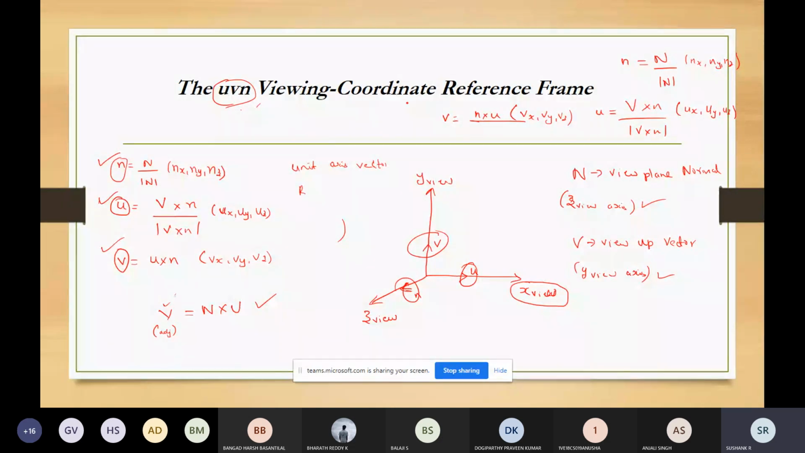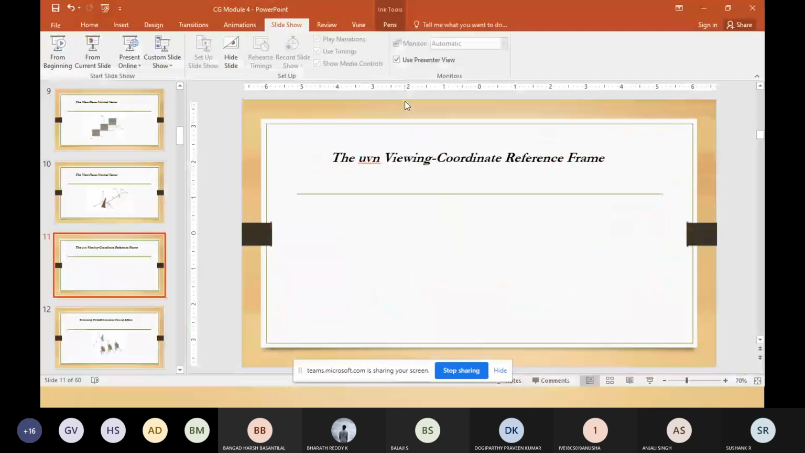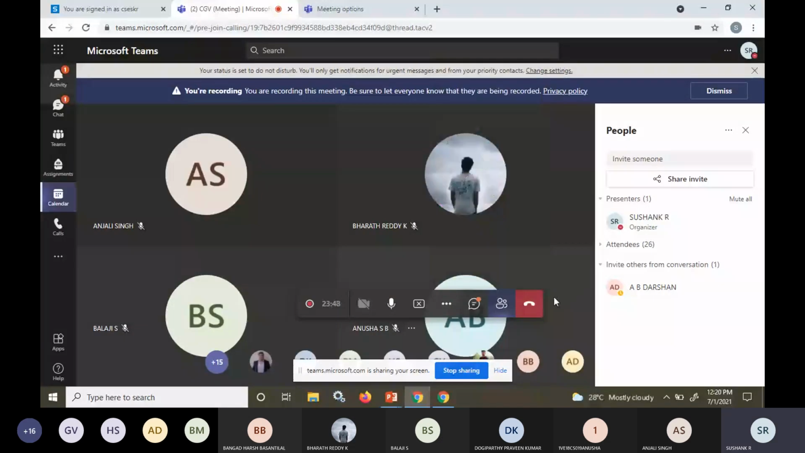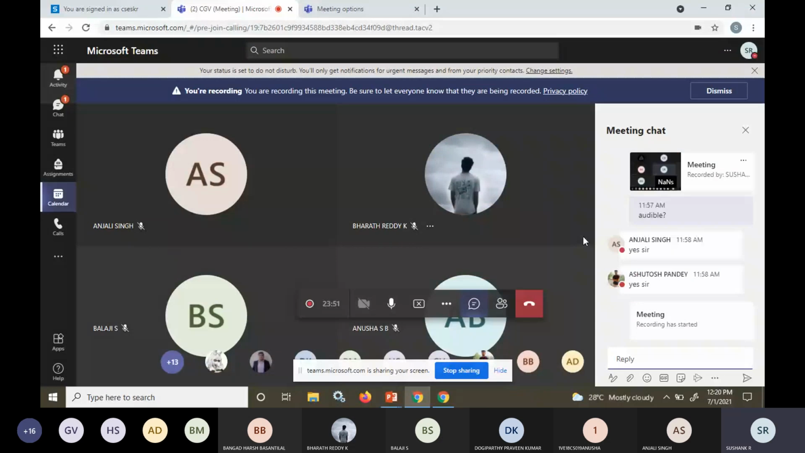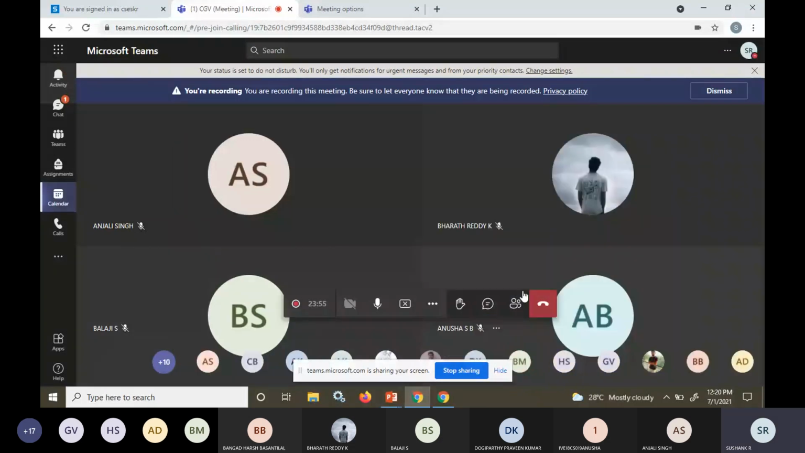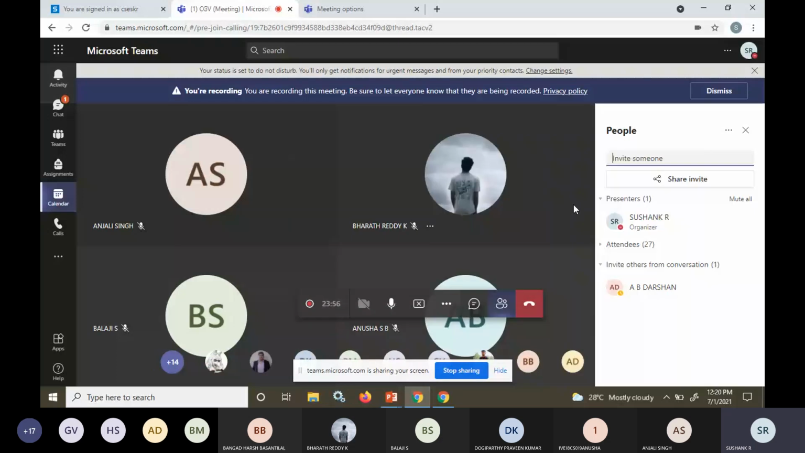So any doubts? Any doubts with respect to this concept? Any doubts? So this is the UVN coordinate reference frame. Any doubts? Okay. So then, one second.